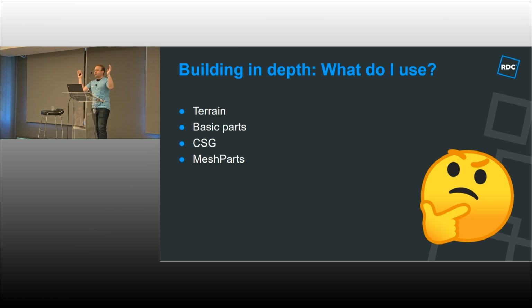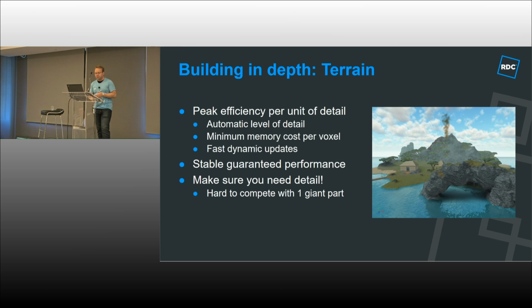There's this variety of choices available to you as a builder on Roblox. What do I build my levels out of? You can use terrain, you can use basic parts, you can use CSG objects, mesh parts. What do I use? How do I pick? It's not obvious, right? Especially when you consider performance as an axis. So let's talk about each of these individually.